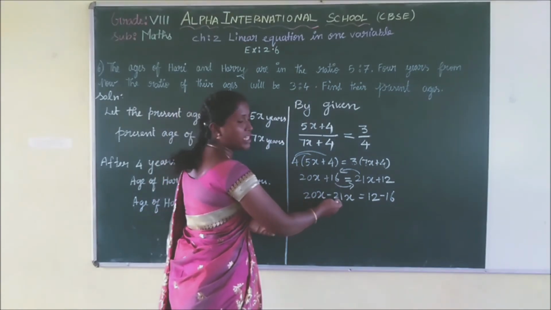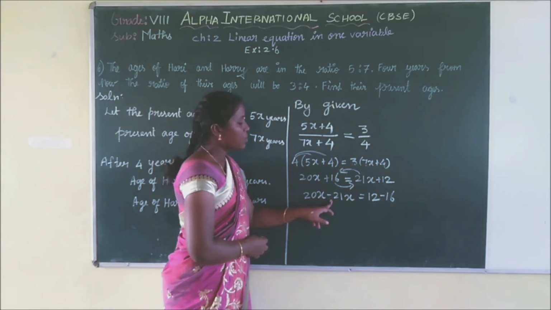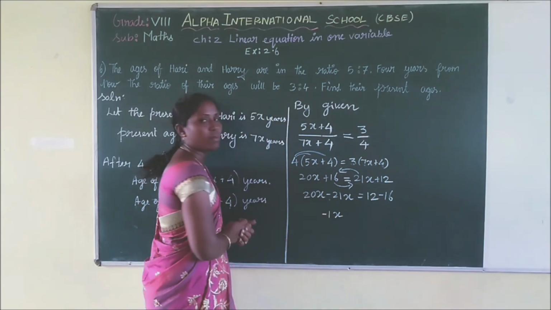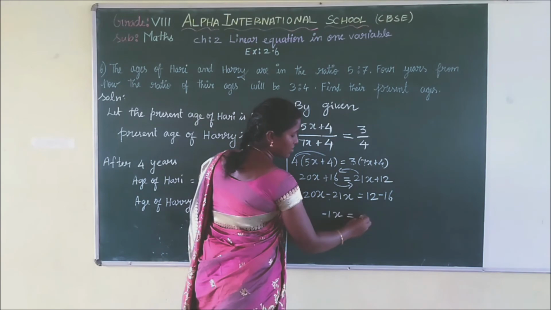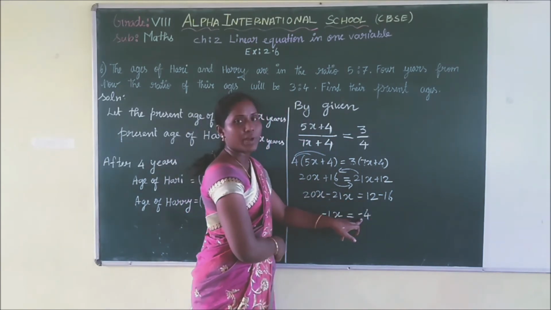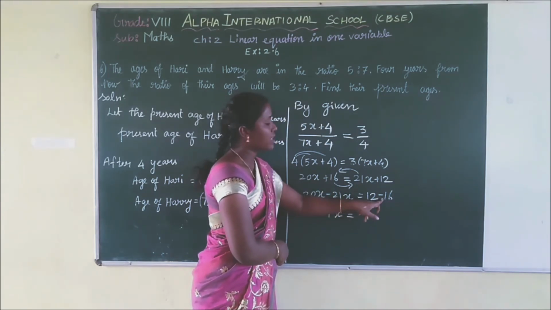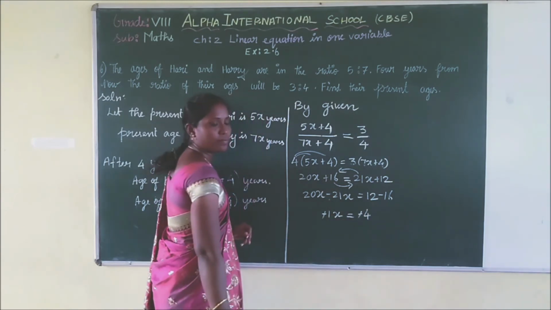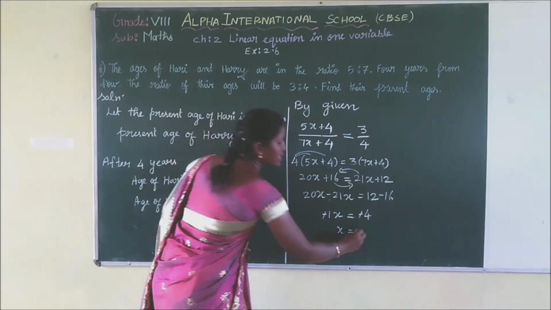So 20 minus 21: plus and minus means we have to subtract the numbers. So it is 1x, and the sign of the greater number is minus. So minus 1x is equal to 12 minus 16, which is minus 4. We subtract and put the sign of the greater number: 16 minus 12 is 4, and the greater number's sign is minus, so minus 4. Minus and minus cancel, and 1x means x. So x is equal to 4.